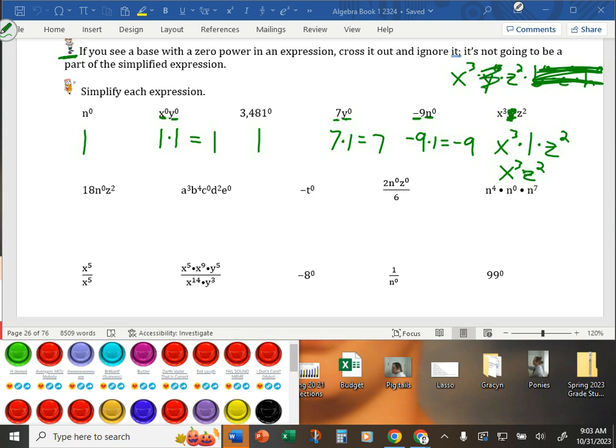Same thing with the next one there. 18n to the 0 z squared. This is really just a 1. Isn't 18 times 1 times z squared the same thing as just 18z squared? Yeah. Multiplied by 1 doesn't do anything. So just ignore it. Okay?